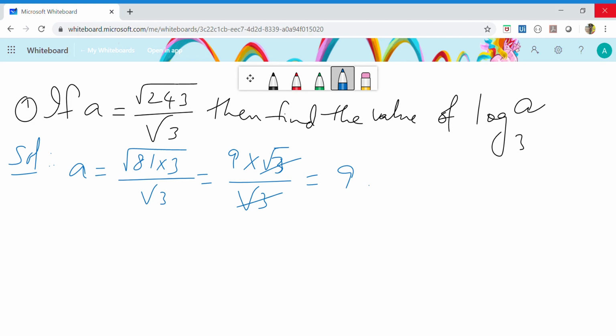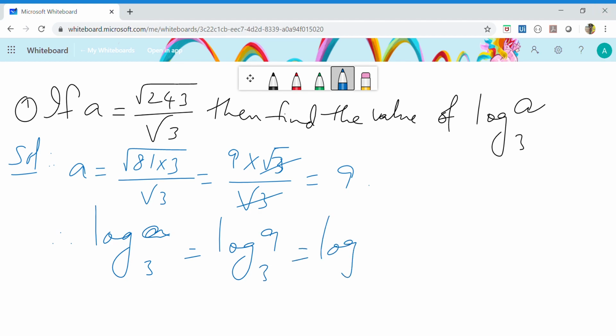If 9 is the value of a, therefore log a to the base 3 is equal to log 9 to the base 3. And 9 can be written as 3 square, so log 3 square to the base 3. This can be written as 2 log 3 to the base 3, which is equal to 2, because log 3 to the base 3 is 1. Log a to the base a is 1.